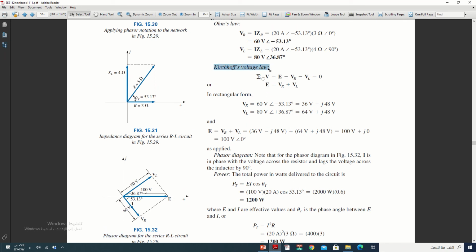To verify Kirchhoff's voltage law, we say the summation of voltages equals 0. We will apply this. If we add VR with VL, you will get the source. Try to add them by calculator, or convert them to rectangular form. You will find that minus j48 will cancel with plus j48, and if you add them, 36 plus 64, you will get 100 volt.